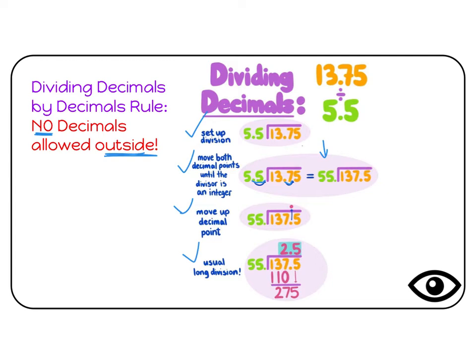Let's try one together. All right, here's our problem. We're dividing the number 0.2 into the number 0.4. But remember our big rule, no decimals allowed outside. So we're going to move our decimal as many places as it takes so that we have a whole number outside. And whatever I do to the outside, I have to do to the inside. So I'm going to move this one place value, which means I'm going to move this one place value. Now I have the number 2 and the number 4.